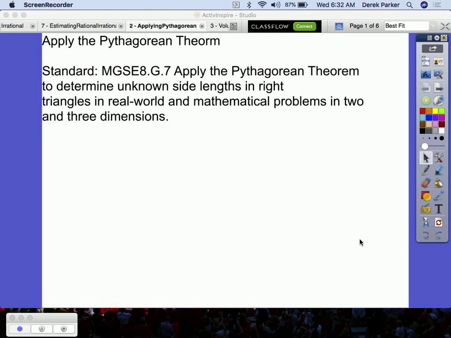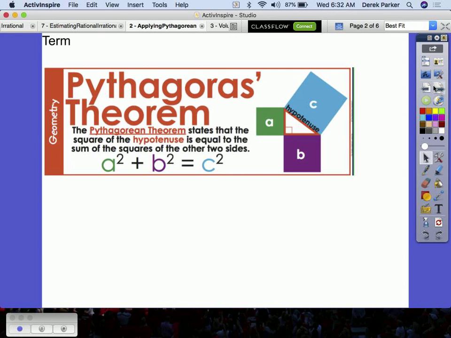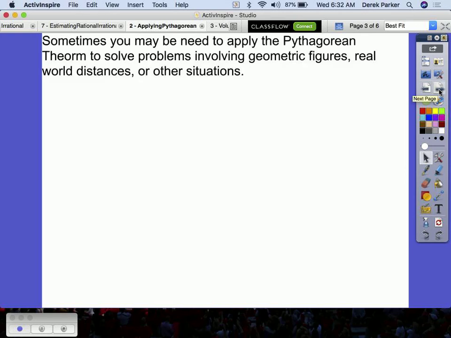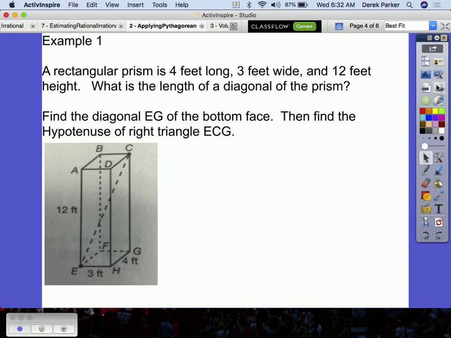Standard 7, you're going to learn how to apply the Pythagorean theorem to determine unknown side lengths in right triangles in real-world mathematical problems. The Pythagorean theorem, once again, states that the square of the hypotenuse is equal to the sum of the squares of the other two sides: A squared plus B squared equals C squared. Sometimes you may need to apply the Pythagorean theorem to solve problems involving geometric figures, real-world distances, or other situations.